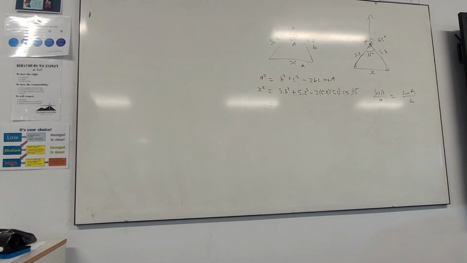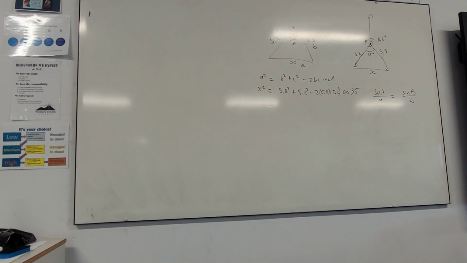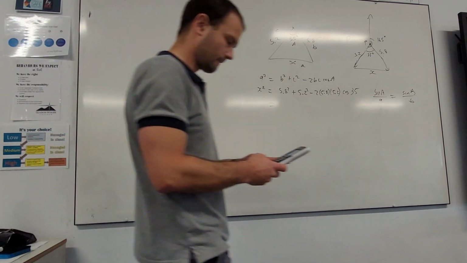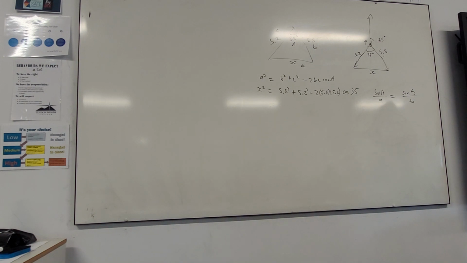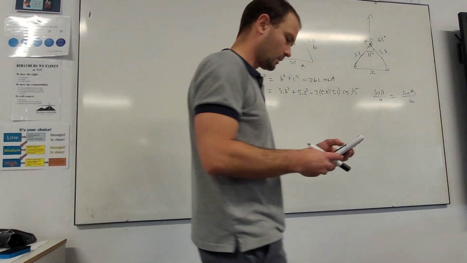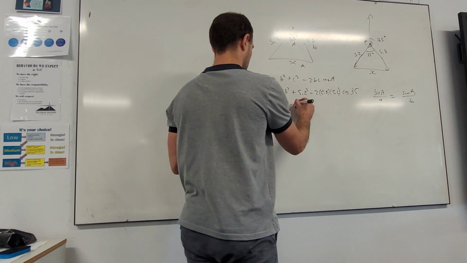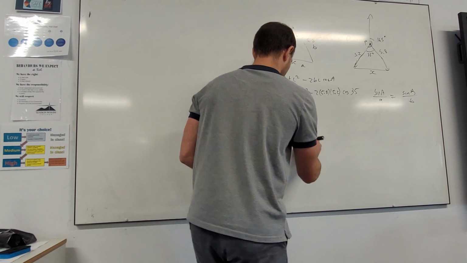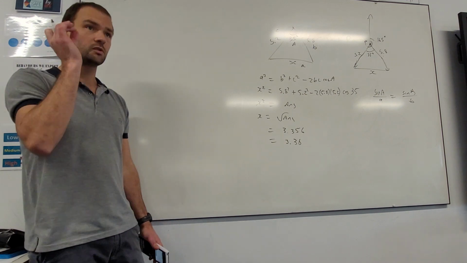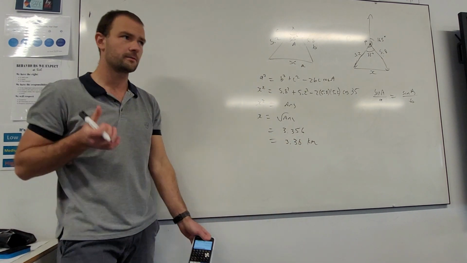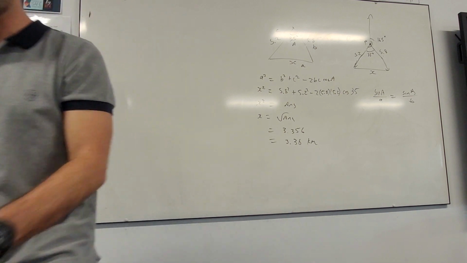So 5.8 squared plus 5.2 squared, take 2 times 5.8 times 5.2 times cos 35. I've got 11.26 and then the square root of it is 3.356, to four figures, and then rounding. Now we are given units as well. These side lengths are given to us in kilometres, so that means this side length, which we've used kilometres to find, is also in kilometres. The two ships are 3.36 kilometres apart.